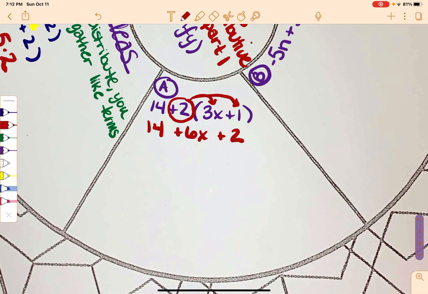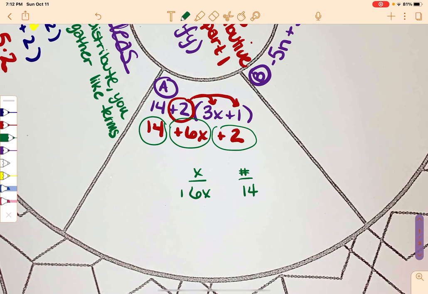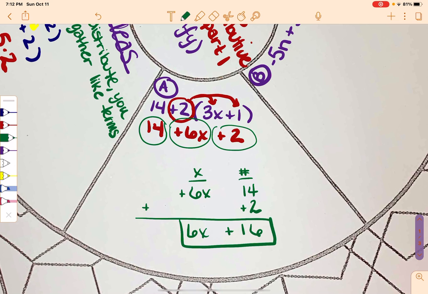Now that looks like the problems that we saw in the last section. So I have x's and I have numbers. So now we're going to set up our columns. So 14, and then there's positive 6x, positive 2. So when I go to get these together, I'm going to have 6x. That just comes down because there's nothing else there. 14 plus a positive 2 is positive 16. So I'm going to write plus 16. Okay, let's try the next one.